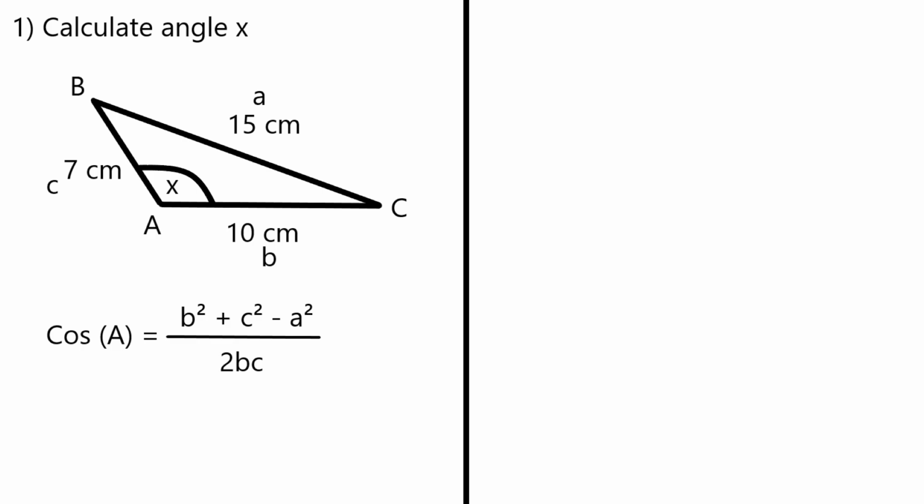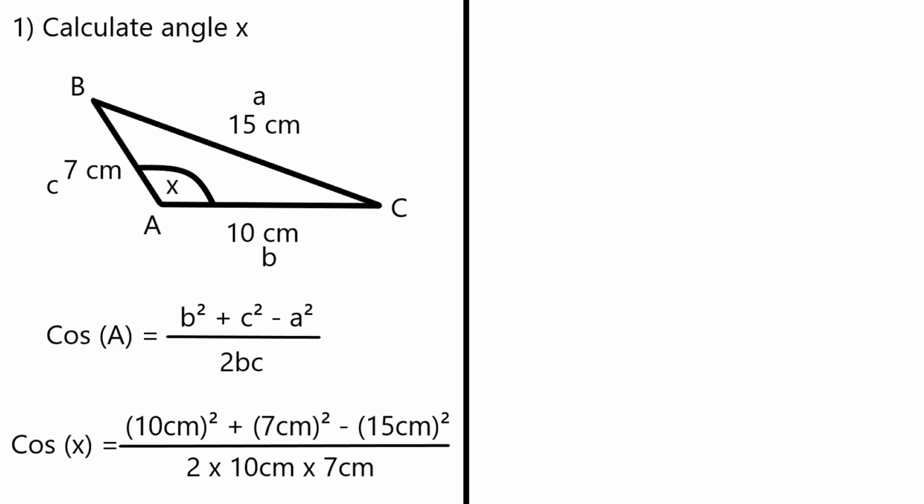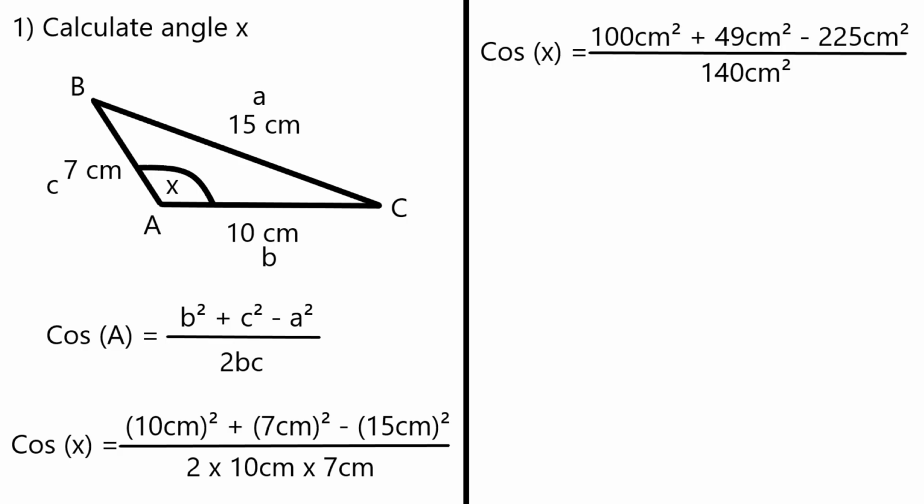So the next thing we need to do is start subbing in our values. Angle A is the same as X in our case, so that's going to equal b squared plus c squared minus a squared on top, which is going to be 10 centimeters squared plus 7 centimeters squared minus 15 centimeters squared. We're literally just subbing in those values, all over 2bc, which is 2 times 10 centimeters times 7 centimeters. Then we go to our next line, which is us just expanding it out a bit, multiplying it, making it a simpler form.